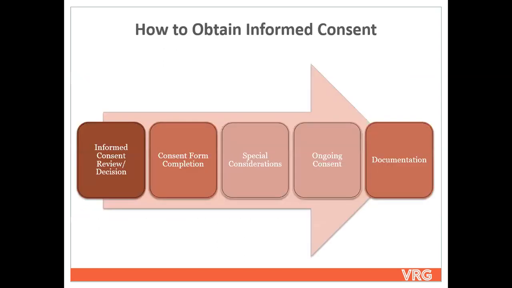So in the flowchart, you see the process for obtaining consent. It starts with informing the patient of the study and all the details of the study or the review of the consent form. Then the consent form completion, meaning everybody signs off. There's some special considerations, for example, when you work with minors that we'll talk about in a moment.